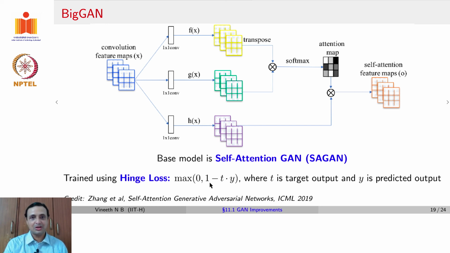This hinge loss is similar to the hinge loss that's used in support vector machines, which is given by max of 0, 1 minus ty, where t is the target output and y is the predicted output. This is because BigGAN is class conditional. So you also want the output image to belong to a particular class, which is then used at the discriminator stage, because the discriminator now no more only says real or fake, but can give a class label whose loss in this case is given by hinge loss.